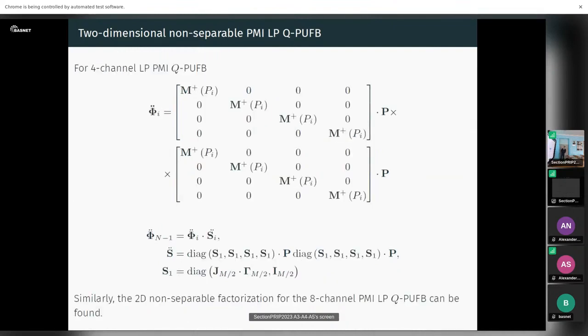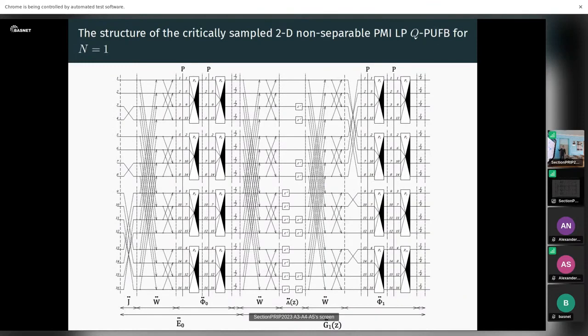So finally, we can have this two-dimensional non-separable factorization of an 8-channel pairwise mirror-image linear phase unitary filter bank, which is based on quaternionic algebra. And next slide, this is the structure, how it actually looks.